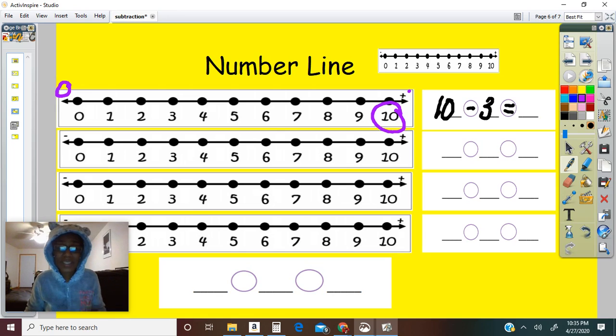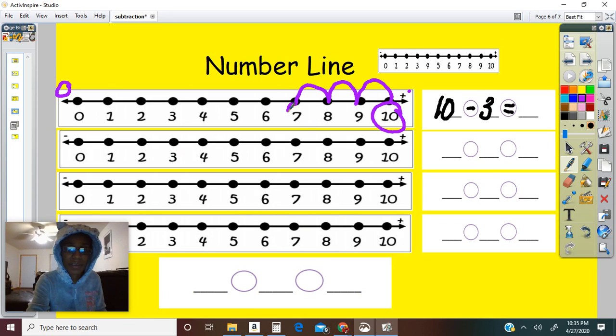So let's make 3 jumps back. Here we go. 1, 2, 3. And we're going to circle the number we end up on, and that's going to let us know what our answer is. We landed on the number 7. That tells us that 10 minus 3 equals 7. Let's try with some different numbers.